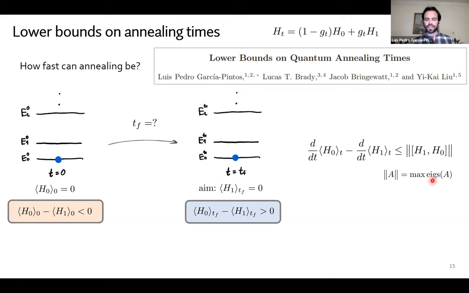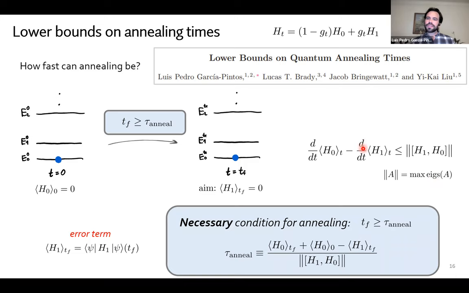With this, we showed, and this is the simplest of the bounds, then I'll go to some more elaborate bounds, that there's a constraint on the time scale needed to go from an initial state to a final state. This constraint involves the time over which you're going to do your annealing process, and this tau defined like this is the lower bound on the annealing time. So this expression depends on H0, H1, and this commutator.